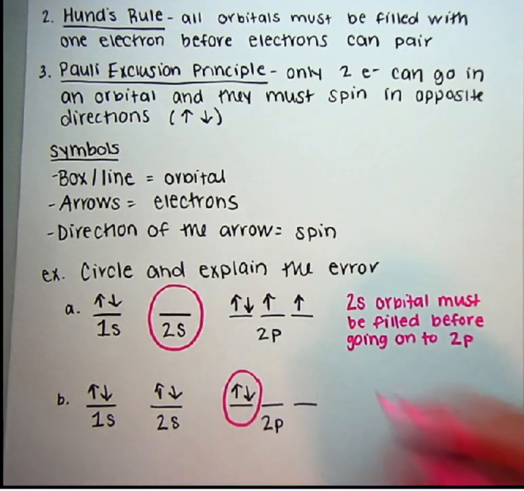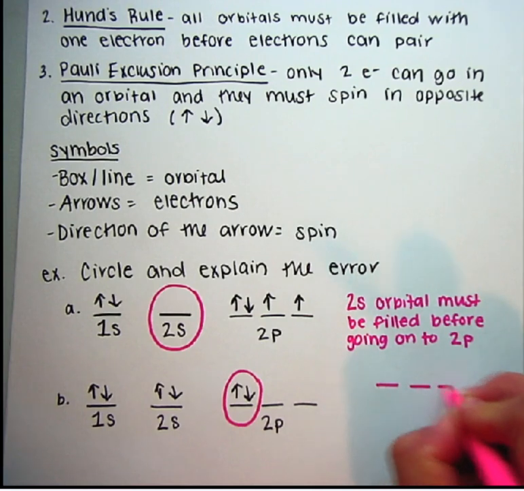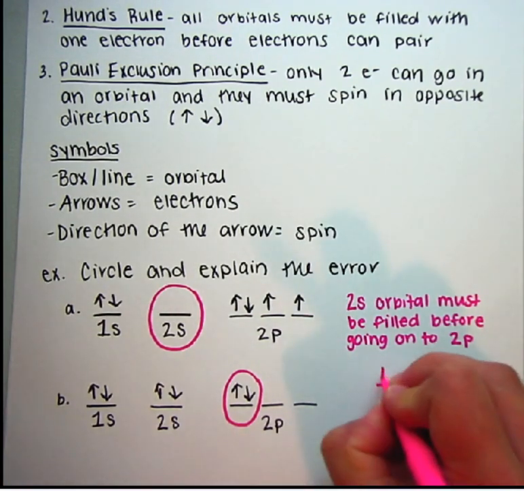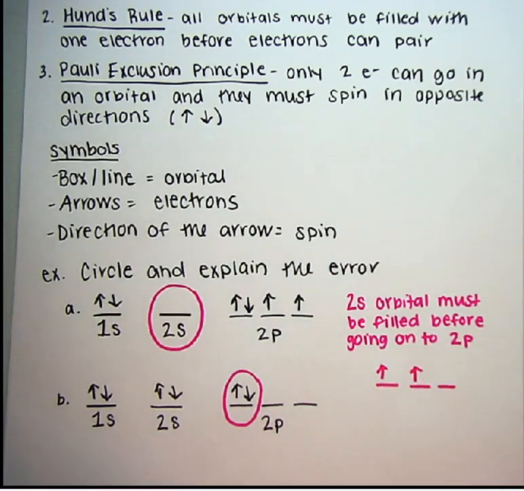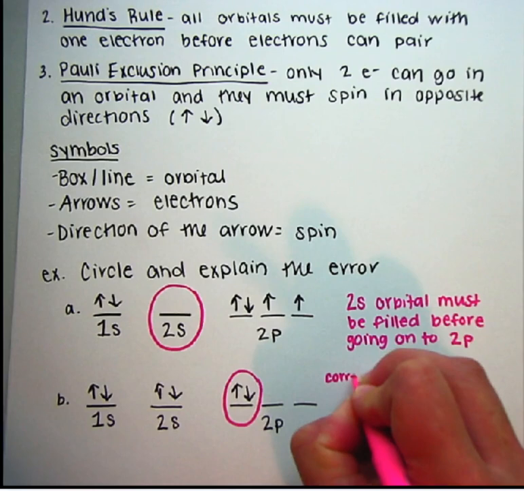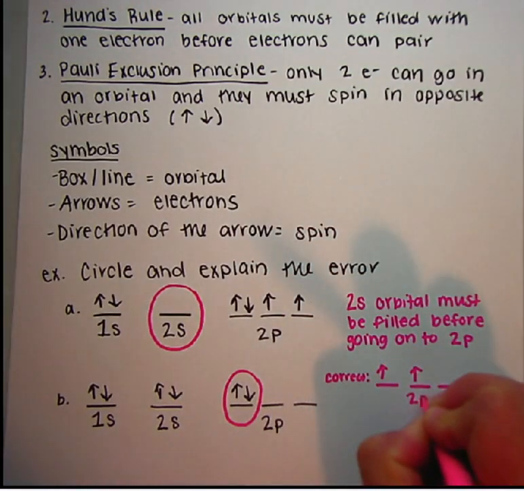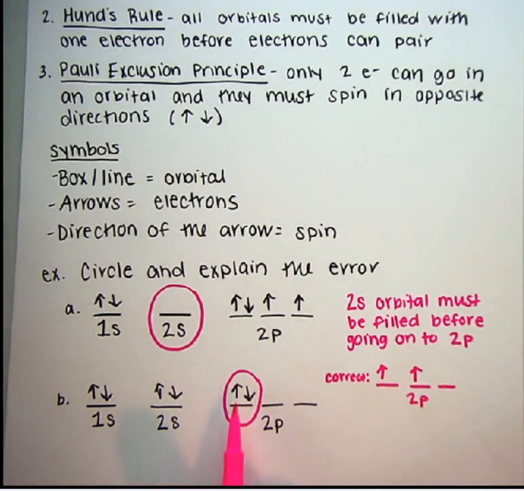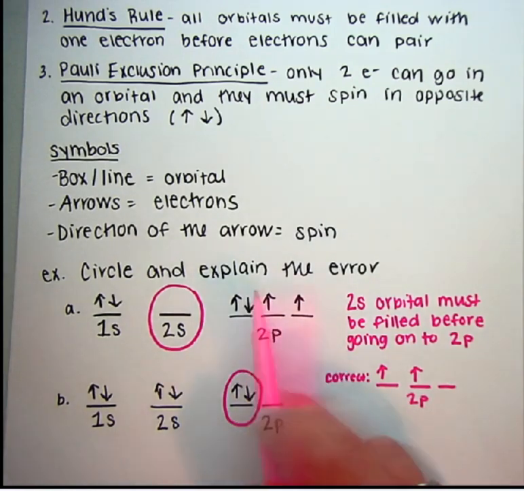So again, pretend these are seats on the bus. I have 1, 2, 3 empty seats, and I have 2 electrons. Well, I need to put 1 electron in each of those orbitals. Once all of them have 1 electron, then I could go back and pair. So this would be what the correct 2p would look like. Rather than having 2 electrons paired up, I would have 1 electron in the first orbital and 1 electron in the second orbital. Remember, electrons are negative and like charges repel. These 2 electrons would repel. So rather than having them in the same orbital, they prefer to be in separate orbitals. So we need to explain the error.